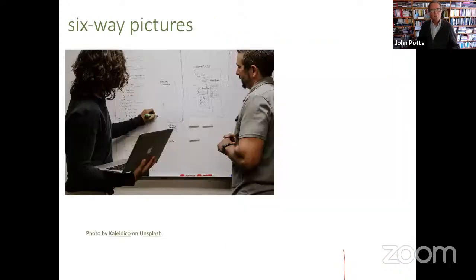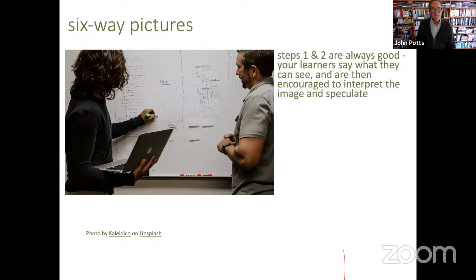So let's have a look now at a new picture. You'll be glad to see it's a new picture now. So here it is, a different picture. And I'm going to ask you to have a look at it. I think the first two steps are always good. What can you see objectively and what can you speculate about? But after that, I think you need to choose different dimensions.